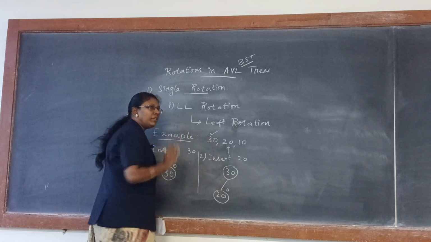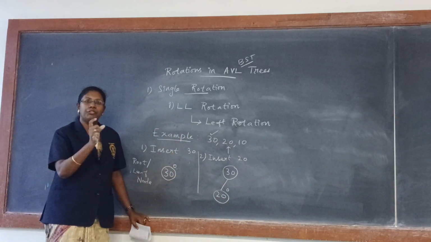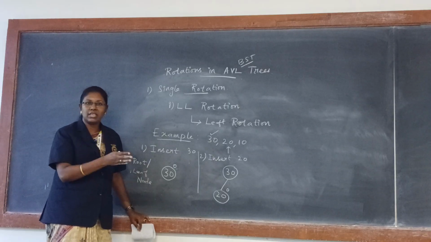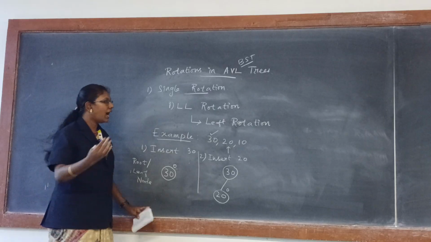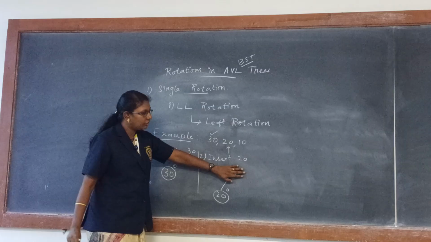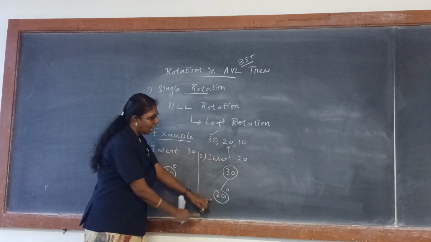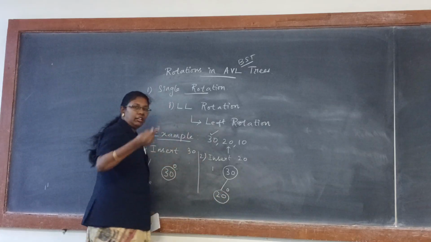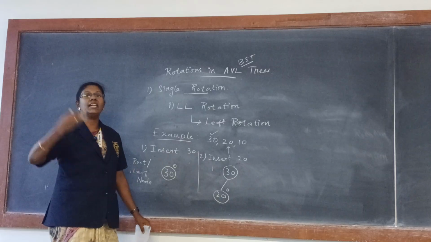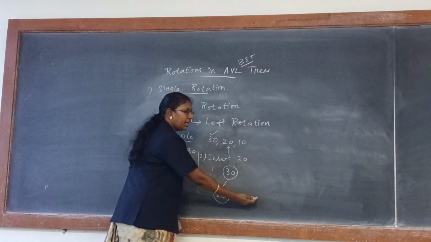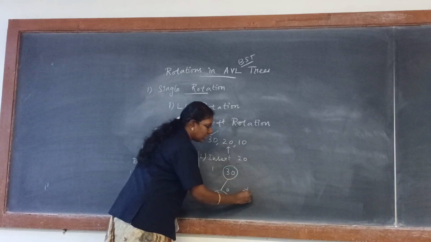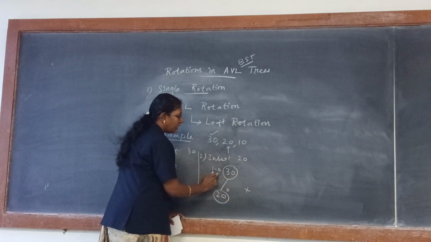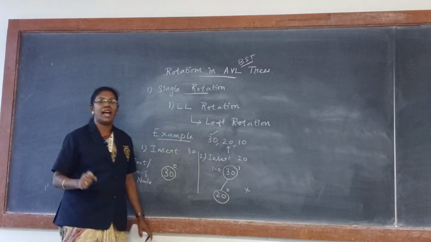And what about this 30? Here the balance factor is calculated with the formula we have already known: the height of the left subtree minus the height of the right subtree. What is the height of the left subtree here? 30 is the parent node and the left subtree has only one level, so the height of the left subtree is 1. Is there any node on the right side of this parent? There are no nodes at all, so the height of the right subtree is 0. So 1 minus 0, we get the value 1 here.